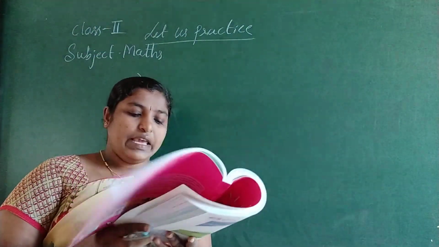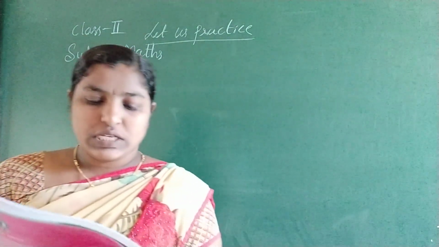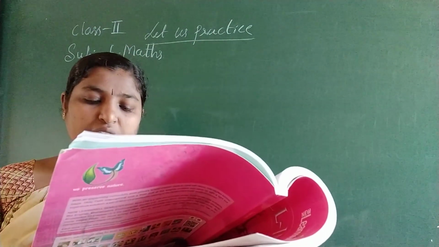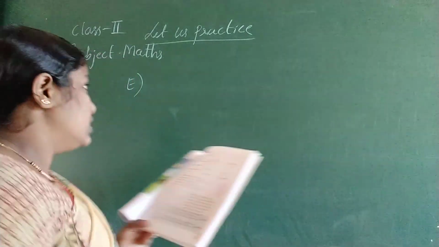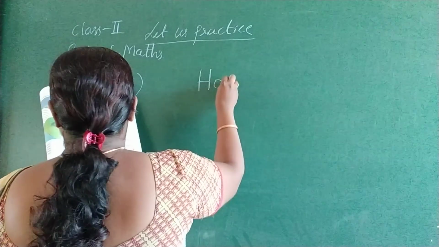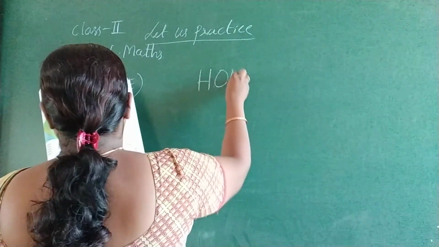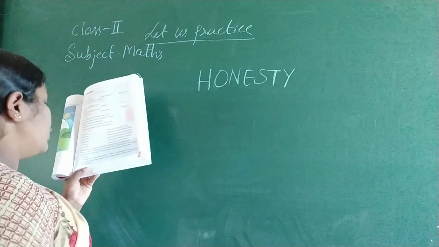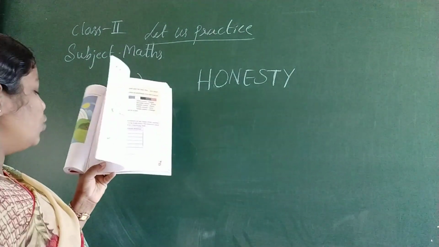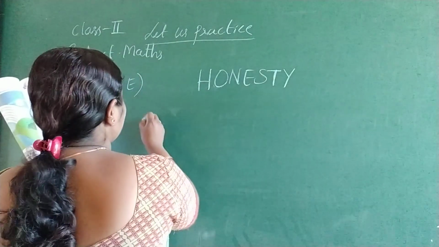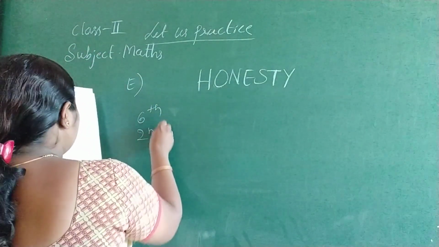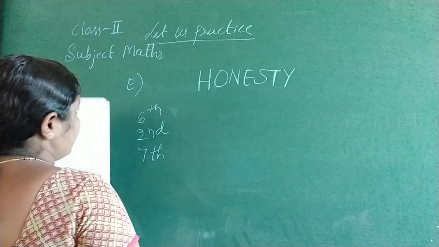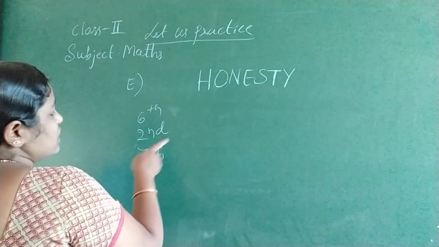Honesty. Honesty is the best policy. Make a meaningful word by using the 6th, 2nd and 7th letter of the word honesty. So which is the 6th letter, which is the 2nd and which is the 7th?